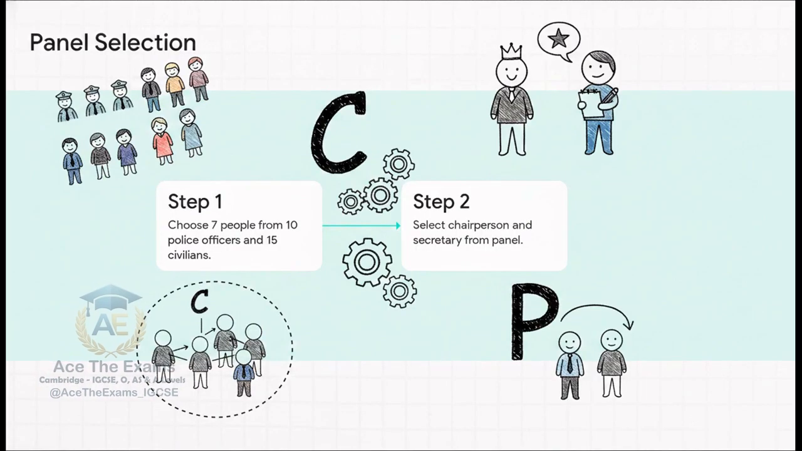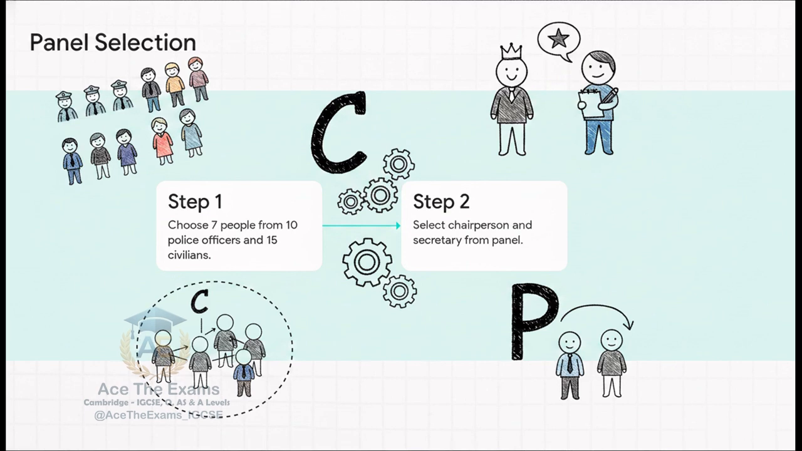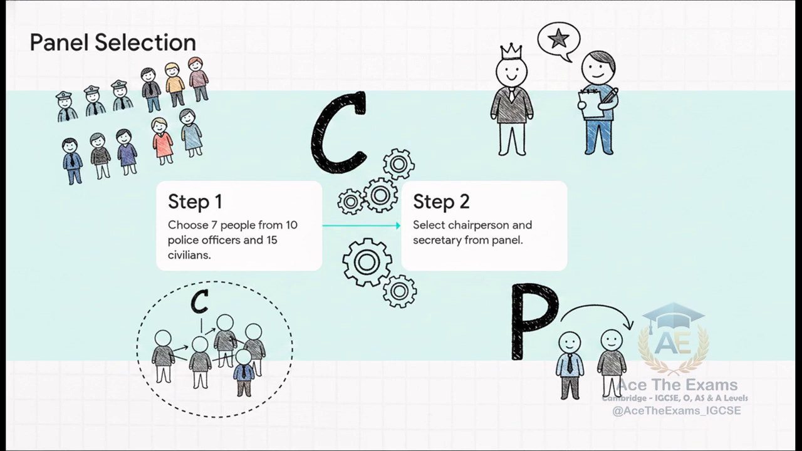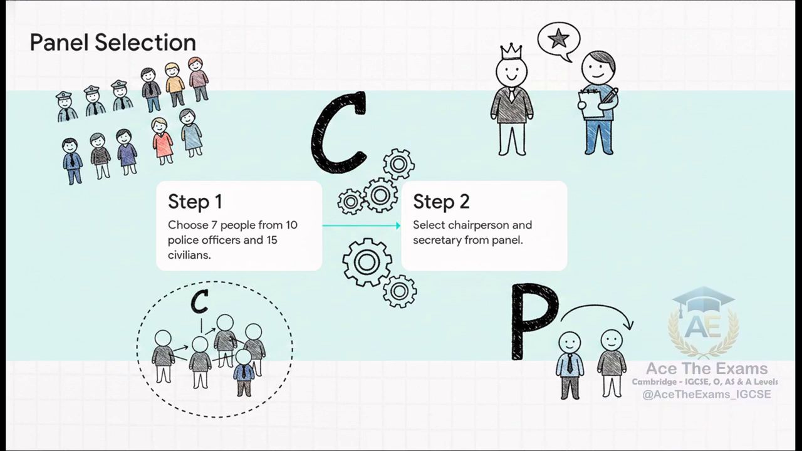All right, let's level up to a slightly more complex scenario and see how this logic builds. Question 4 asks us to assemble a 7-person panel from a group of 10 police officers and 15 civilians. That's step 1, pure selection. And selection means combinations, right? Because we don't care about the order yet. But then, boom, step 2 drops in. From that newly chosen 7-person panel, you must select a chairperson and a secretary.